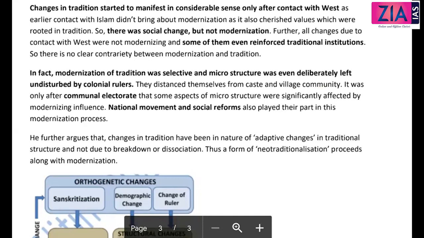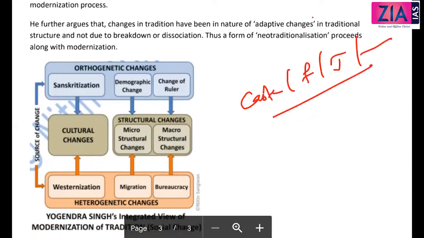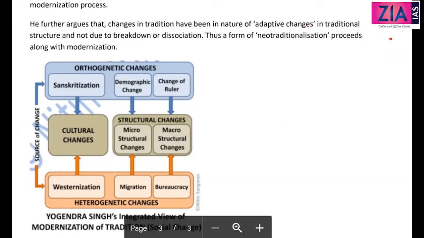National movement and social reforms also played their part in this modernization process. He further argues that changes in tradition have been in the nature of adaptive changes, like we can adapt to any situation in the traditional structure, and not due to breakdown or dissociation. So we have this traditional structure like caste, family, Jajmani system, and all these. Whatever changes they have brought in have been adapted into this traditional setup. It is not replaced, it is not a breakdown. It's adaptive, and we have this capacity of accommodating things.